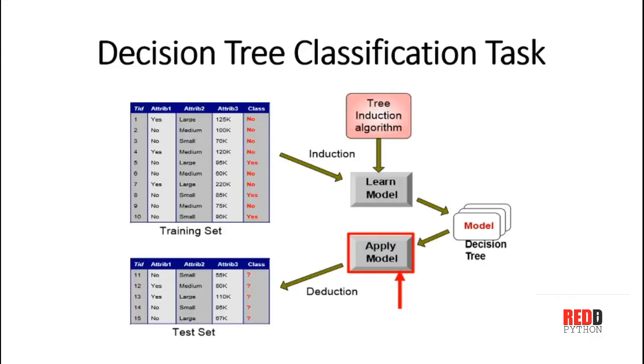Now the decision tree classification task. I mentioned earlier that you get a data set and you split it into training and test. Usually you go with 80% training and 20% test. Now you induce a training model, and you apply the model towards deduction, and that's how it goes with the decision tree. Now let's go ahead and see our example that we'll be solving today with Python.